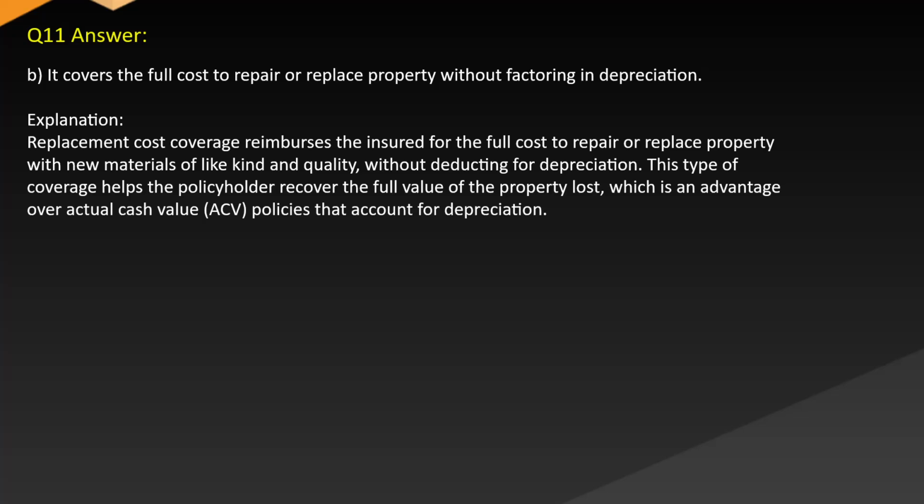Answer B. It covers the full cost to repair or replace property without factoring in depreciation. Explanation: replacement cost coverage reimburses the insured for the full cost to repair or replace property with new materials of like kind and quality without deducting for depreciation. This type of coverage helps the policyholder recover the full value of the property lost, which is an advantage over actual cash value (ACV) policies that account for depreciation.